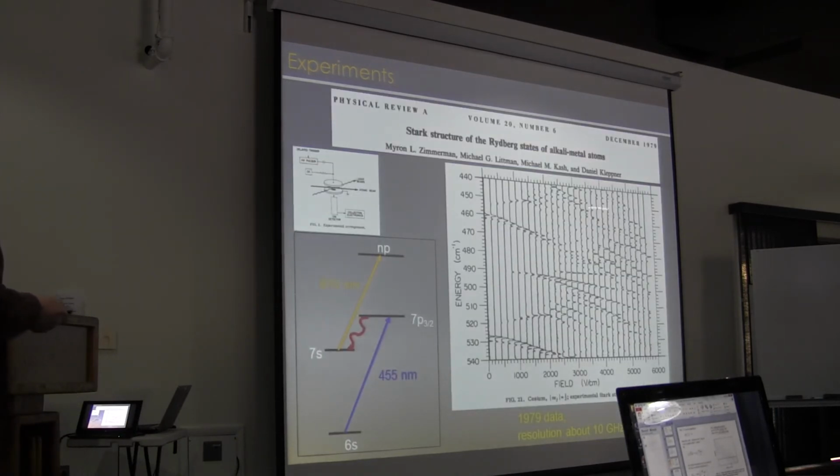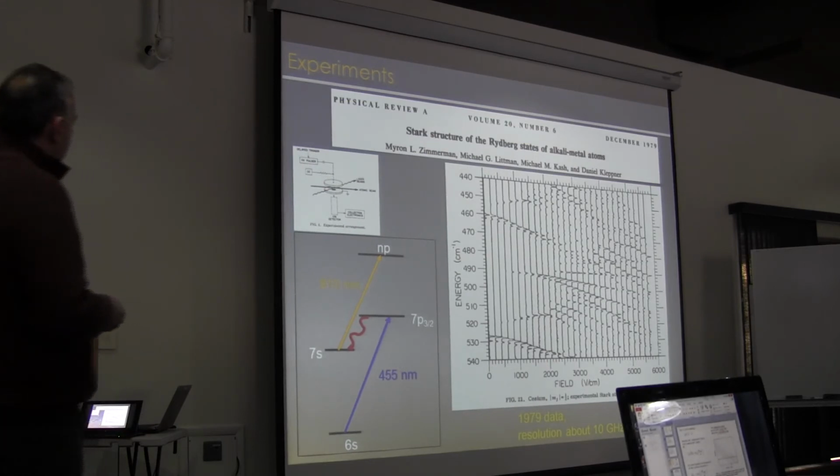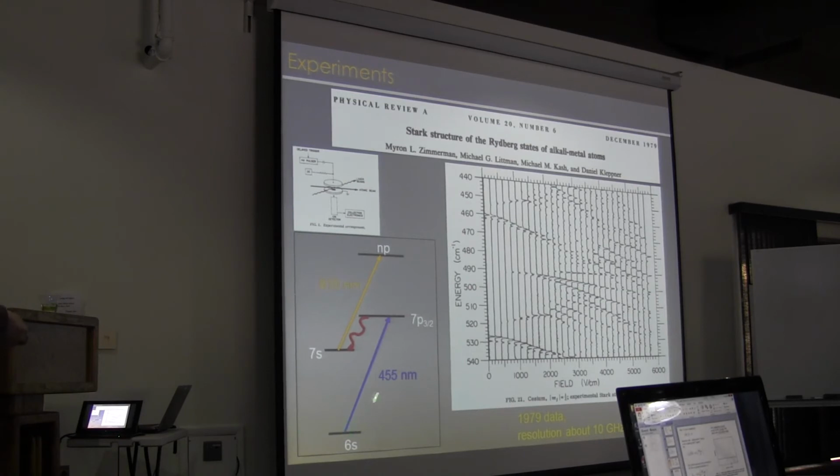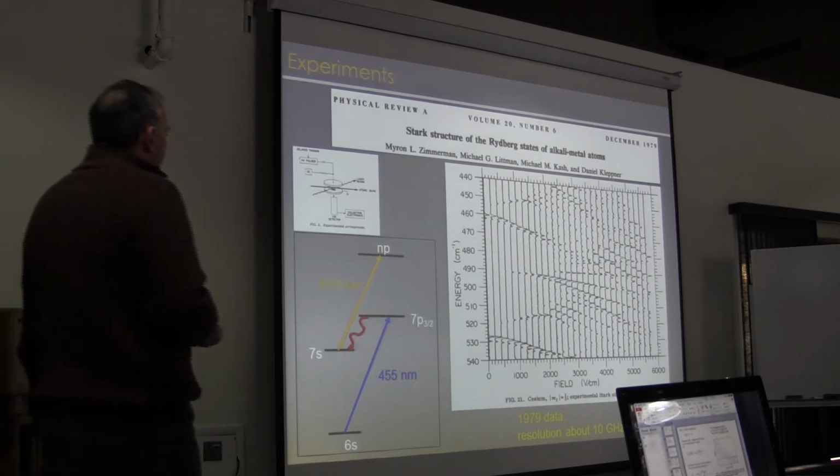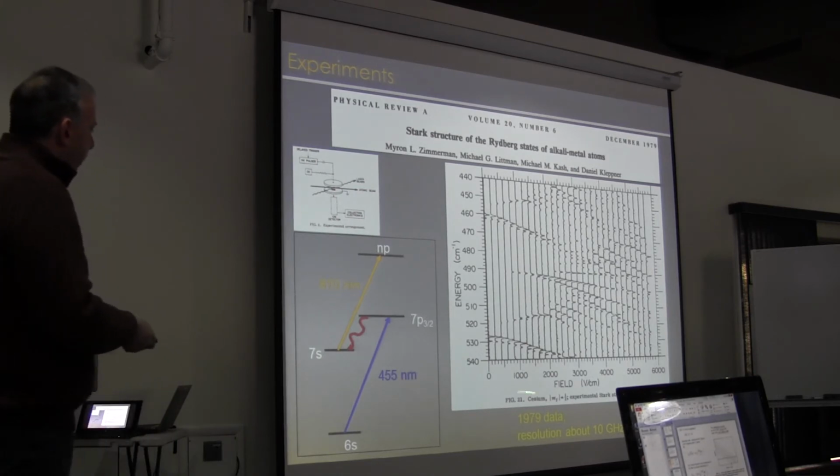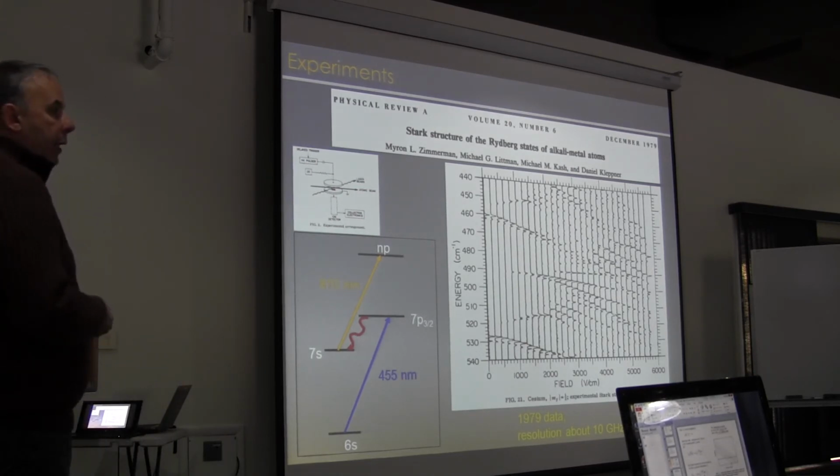Very well-known work from the Kleppner group, studying the Stark structure of Rydberg states. This was 3-photon excitation, 2 driving photons, but with an intermediate decay. So they went from 6s to 7p when looking at cesium, and then spontaneous decay, and then up with a 10 nanometer photon to a p level. And here you see late 70s data, resolution about 10 gigahertz on these Stark scans.